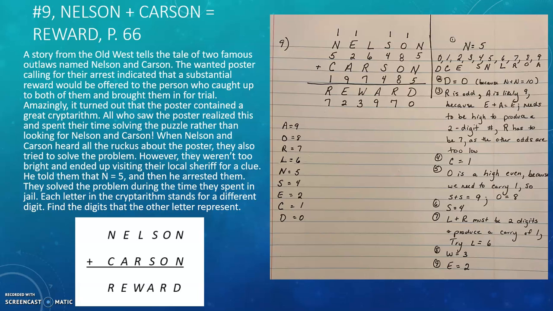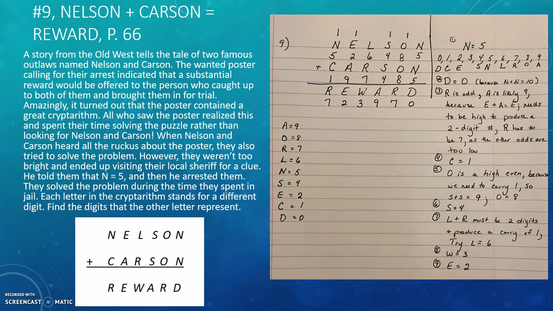Amazingly, it turned out that the poster contained a great cryptarithm. All who saw the poster realized this and spent their time solving the puzzle rather than looking for Nelson and Carson. When Nelson and Carson heard all the ruckus about the poster, they also tried to solve the problem.